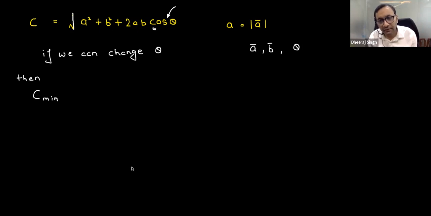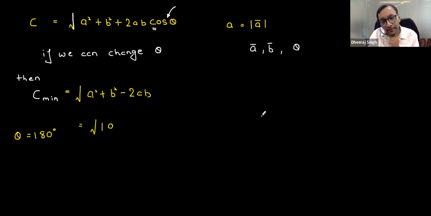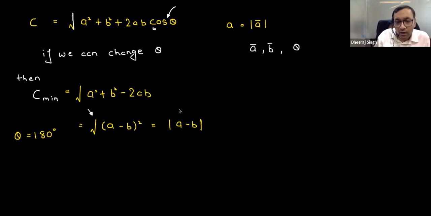And what is the minimum value of cos theta? The minimum value of cos theta is not zero. It is minus one, and that happens when theta is 180 degrees, as we have learned in trigonometry. So c is equal to root over a square plus b square minus 2ab, which is root over a minus b the whole square, and that gives us a minus b. You have to make sure that the square root term, whatever comes out, is a positive quantity. So it could be a minus b or b minus a, depending on which one is greater.